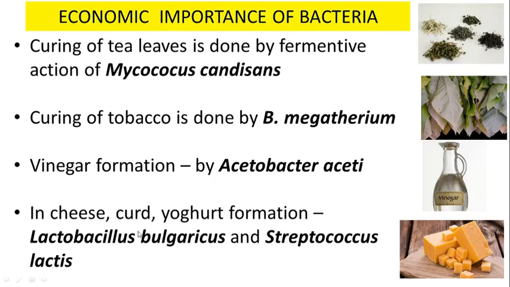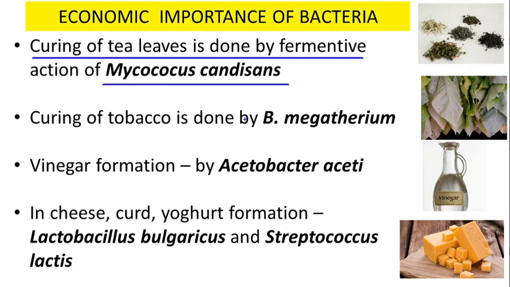Now let us study the economic importance of bacteria. Bacteria are very important in economic activities, and we all drink tea. Have you ever wondered that the curing of tea leaves is actually done by fermentative action of Micrococcus candicans? So this is the bacteria, and this is the curing. Curing means we are making the leaves dry. The leaves of tea are being dried, and this process is accelerated by Micrococcus candicans.